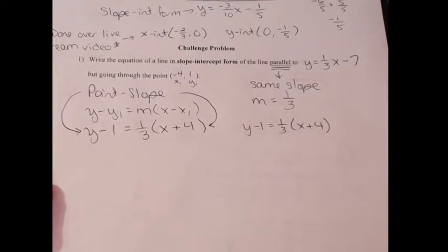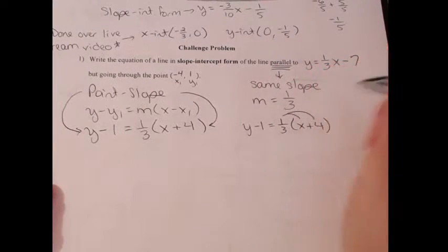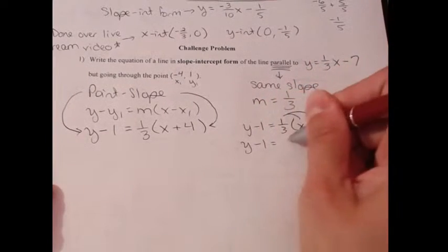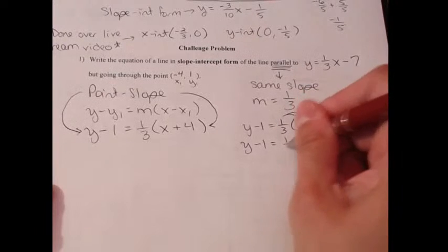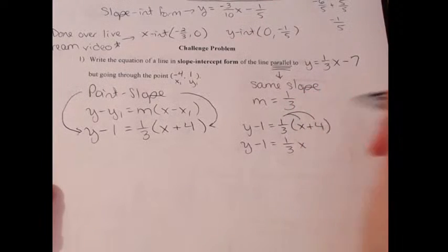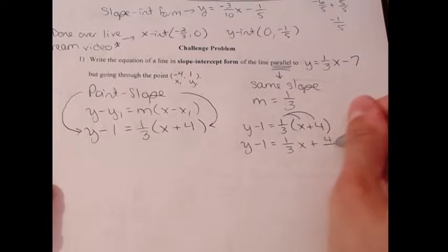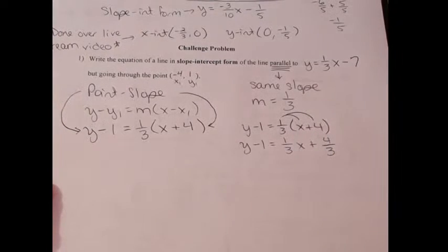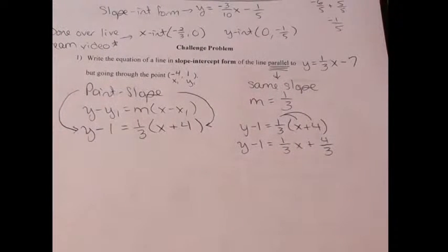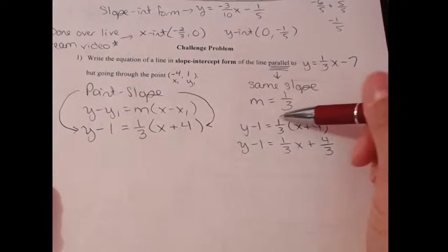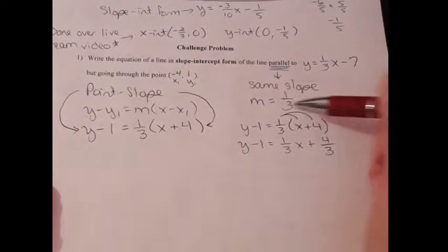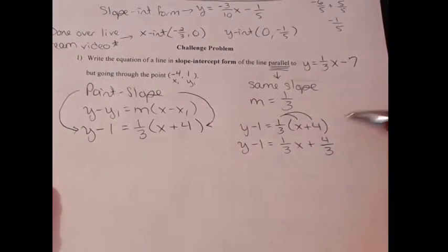I'm going to move forward by distributing the 1/3. So I have y minus 1 is equal to 1/3 times x, which is 1/3 x, 1/3 times 4, which is 4/3. You can always do work on the side if that trips you up. Or think of it as 1/3 times 4/1. So it's 1 times 4 over 3 times 1, 4/3.